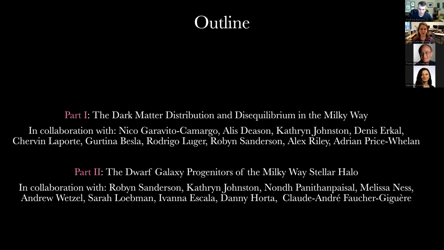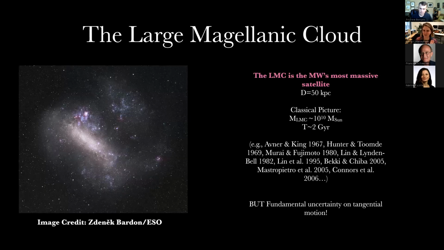So in this picture of using Milky Way halo stars to trace the underlying dark matter distribution, I've eliminated one very critical component in the Milky Way that I want to bring up now, which is the presence of the Large Magellanic Cloud. So the LMC is the Milky Way's most massive satellite. It's located at a distance of about 50 kiloparsecs.